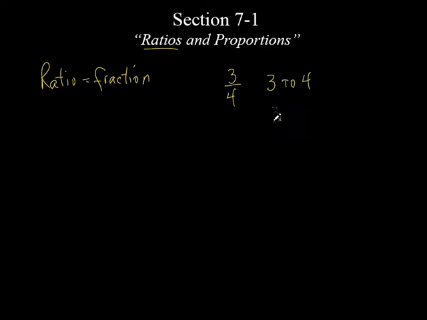Here's another way I could write it. I could write 3 and then a colon 4. You know, colons from English class, grammar. So I could also say 3 to 4. Every one of these, 3 to 4, is a ratio or it's a fraction. We're going to stick with the word ratio.